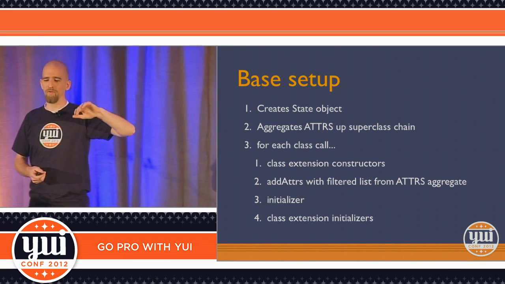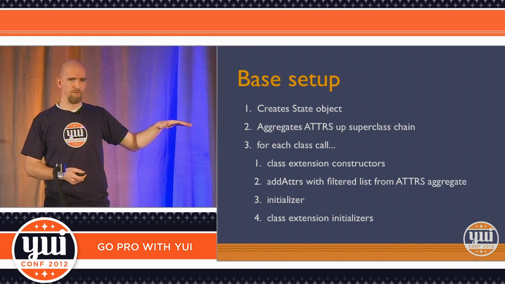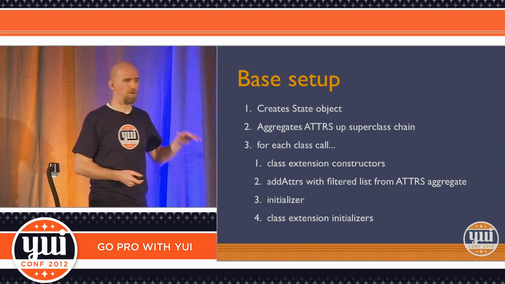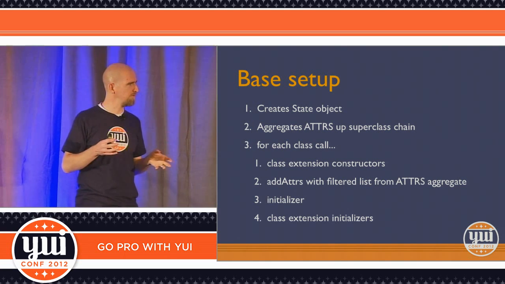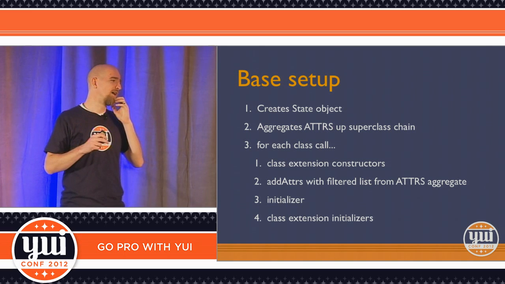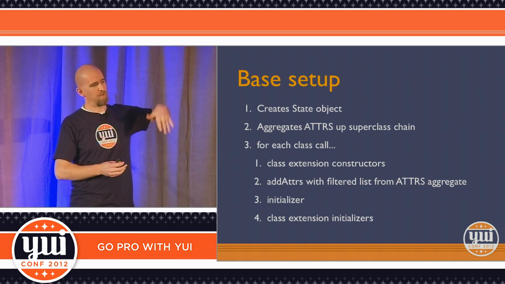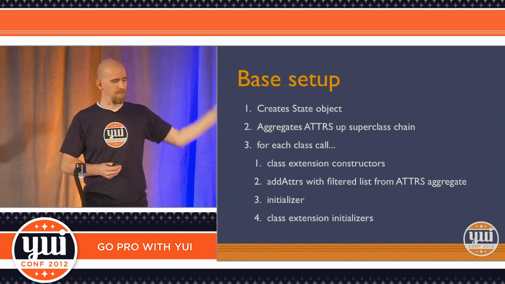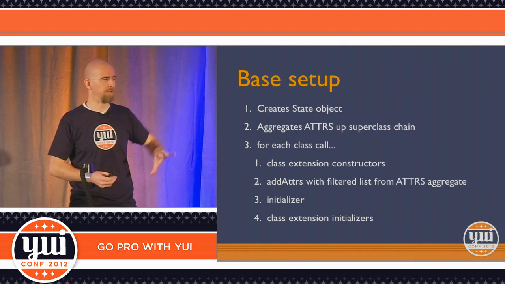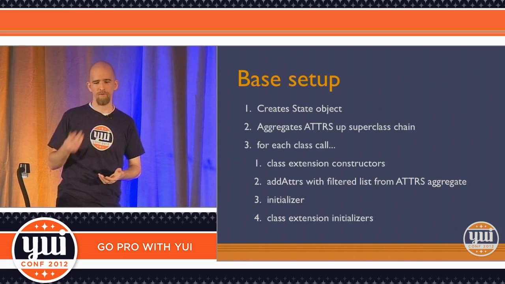So it does call the class extension constructors prior to setting up the attributes. And then it calls the initializer for the final class itself, or I'm sorry, it calls the initializer for each class as it walks through that list of classes. It calls those initializers. And then it calls the extensions on those classes. So this is, again, for each class, it goes through this same set of operations.